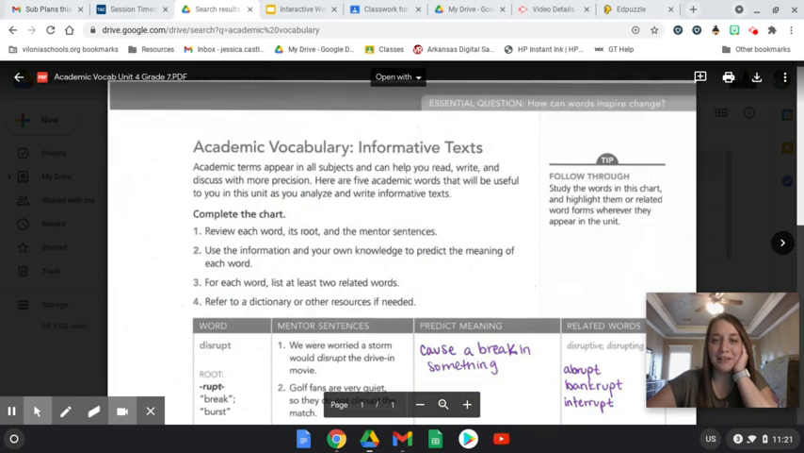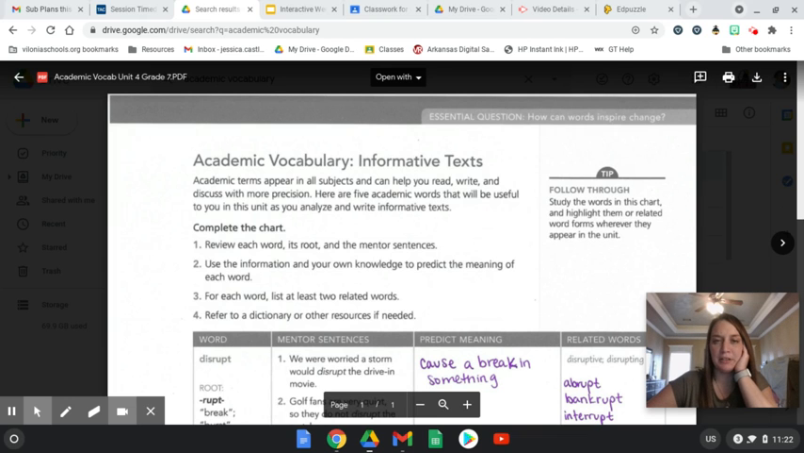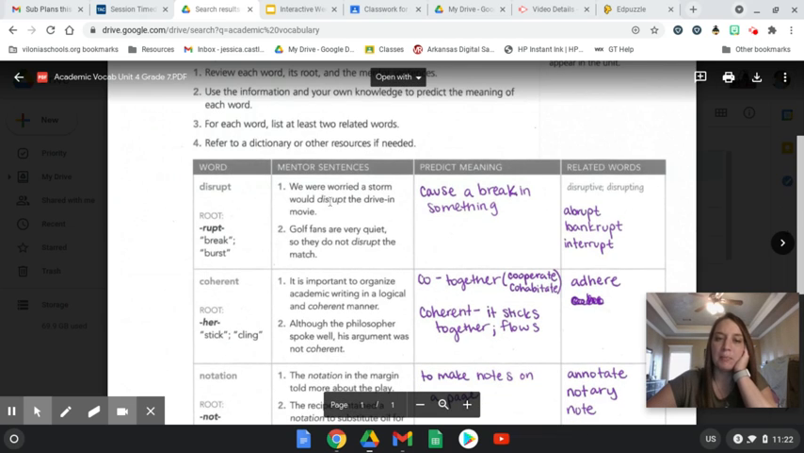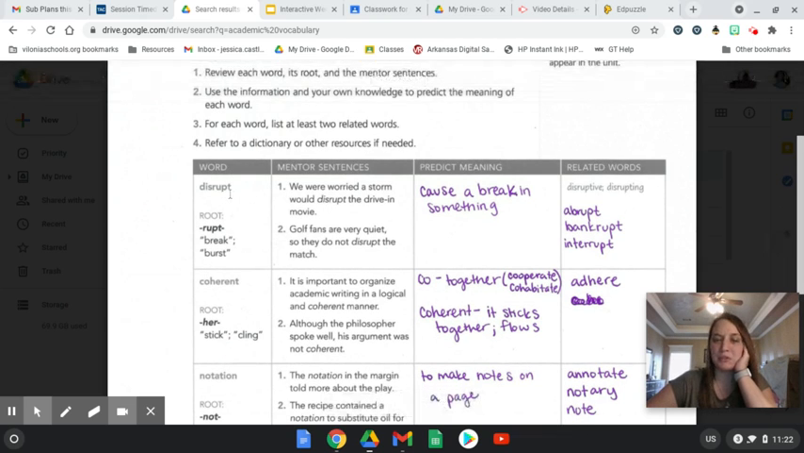So right now we're going to go through some academic vocabulary and look at word roots because this is a useful skill. And it's only 5 words. So our first word is disrupt. We know our root, rupt, means to break or to burst. So the first thing I would actually do is think of other words that I know with rupt.